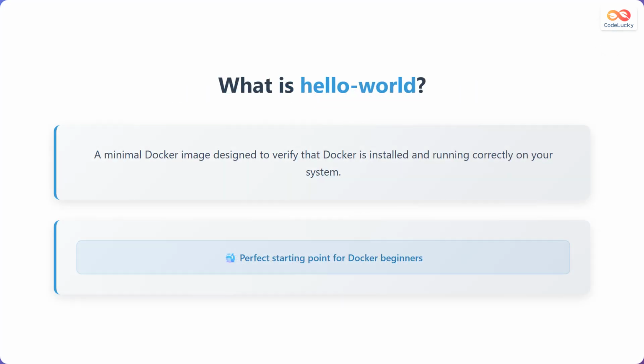The Hello World image is a minimal Docker image specifically designed to verify that Docker is installed and running correctly on your system. It's the perfect starting point for Docker beginners, providing a simple way to confirm that your Docker setup is working as expected.